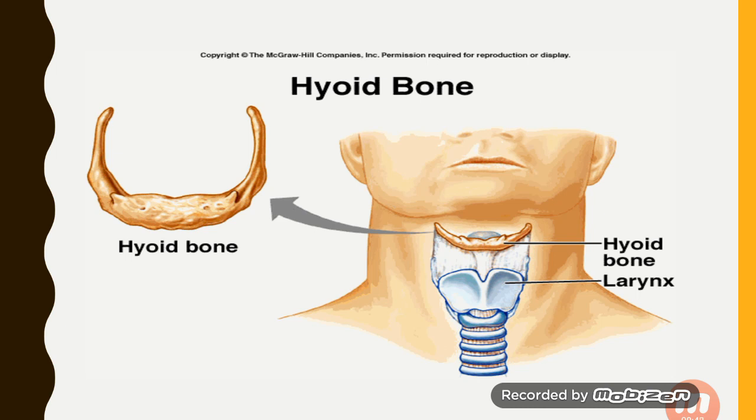Then comes the hyoid bone. It is easily visible in the diagram, which is present in the neck region at the base of the tongue and it supports the tongue. It is present at the top of the thyroid region.